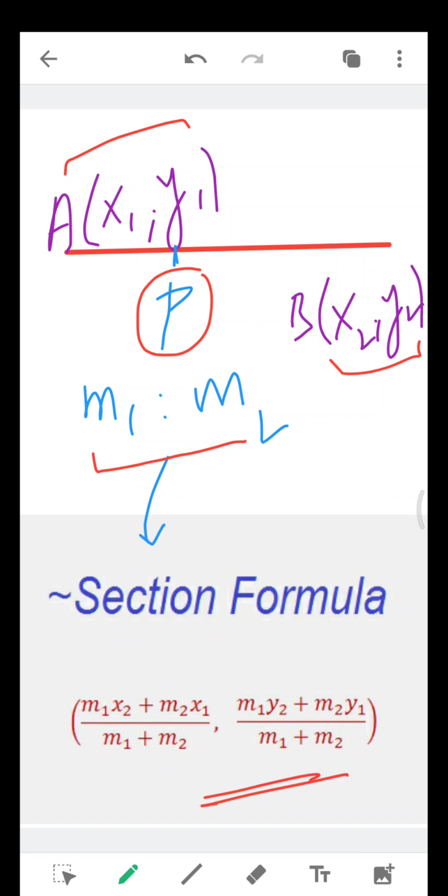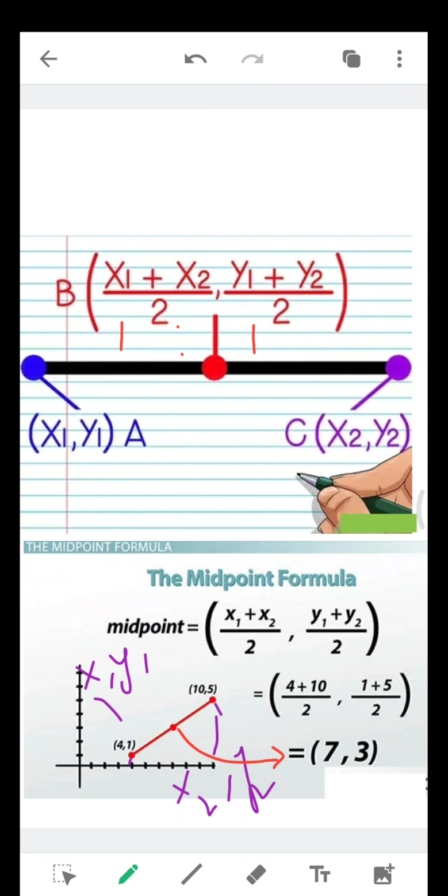Just remember the formula in this way. Don't write m1 x1. It's the reverse of the midpoint formula. In the midpoint formula we write x1 plus x2 by 2, y1 plus y2 by 2. Here we write x2 plus x1.